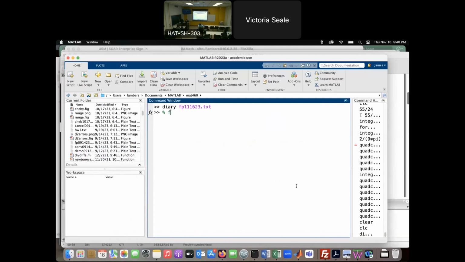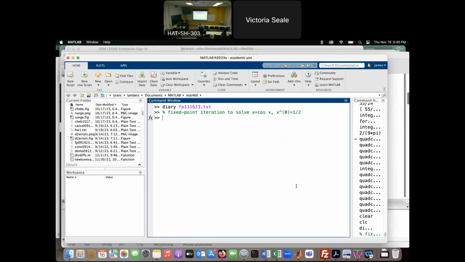Okay, so I'm going to do fixed point iteration to solve x equals cosine x. And my initial guess will be 1/2.